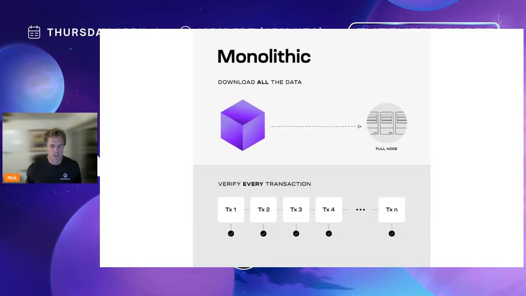So essentially what happens is, as you scale the block size and the throughput of these systems, the person who is trying to verify them has to have a bigger and bigger computer. They need more and more bandwidth. They need more and more resources. It becomes more and more expensive for them to verify the chain. And so again, in a monolithic blockchain, to run a full node means you have to download every single transaction and verify every transaction one by one.